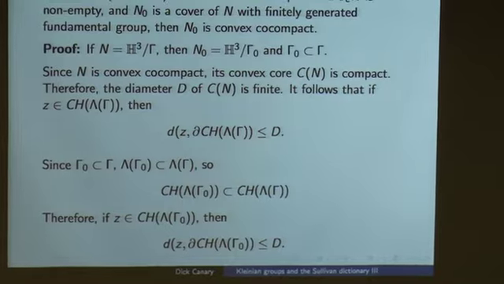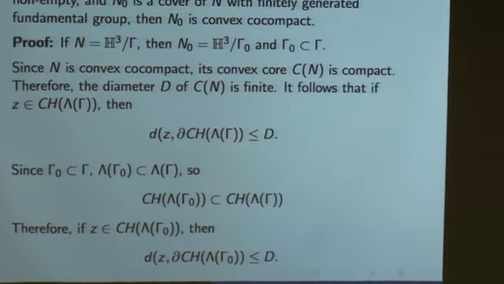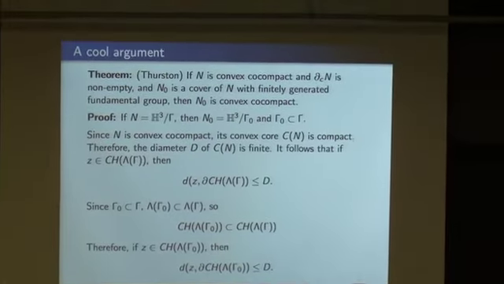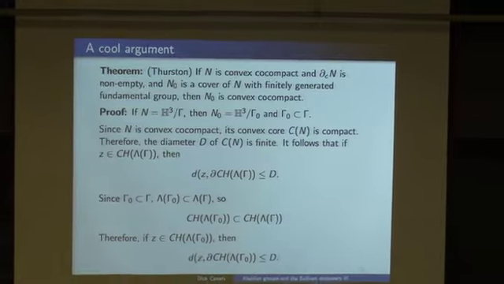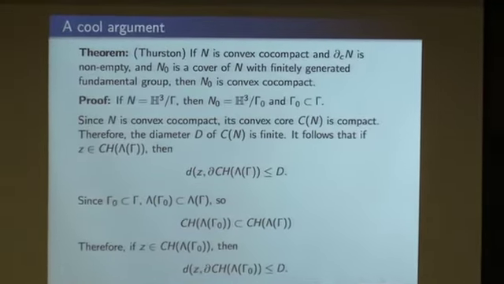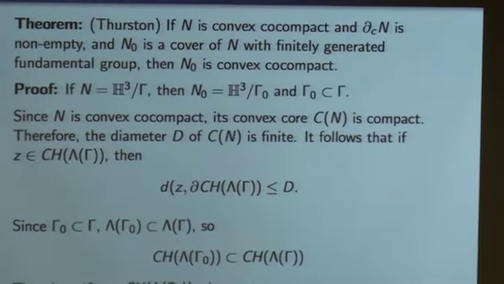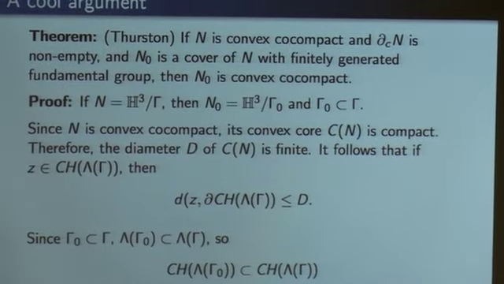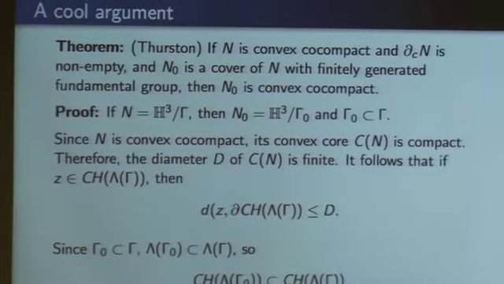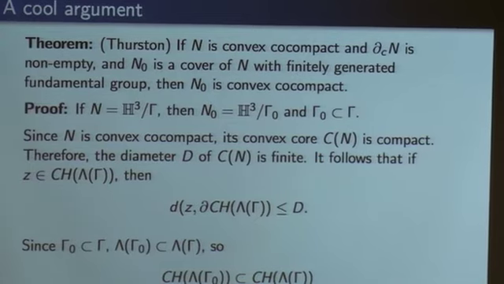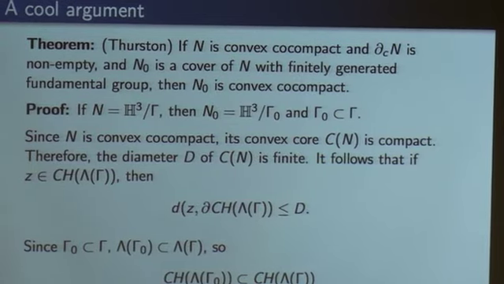Okay, so I promised you a cool argument. Take a respite from bumponomics. This came up in Dave's talk, and I also alluded to it in mine. Thurston showed that if you start with a convex co-compact manifold with non-empty conformal boundary, any cover of it with finitely generated fundamental group is topologically tame. As Dave mentioned, this is a topological result. It was far beyond what could be done with purely topological techniques, and it's a very simple application of Ahlfors' finiteness theorem. So let's just do it.